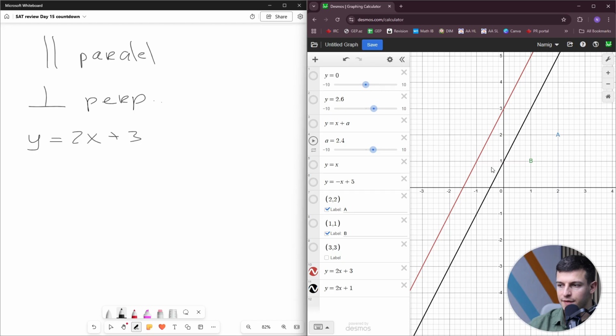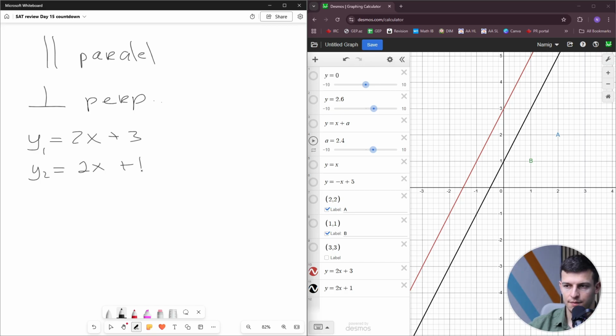But the good indication of parallel lines is, let me write that here, y1, y2, 2x plus 1. The good indication is having the same slope. Same slope.